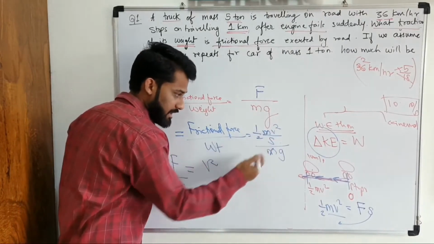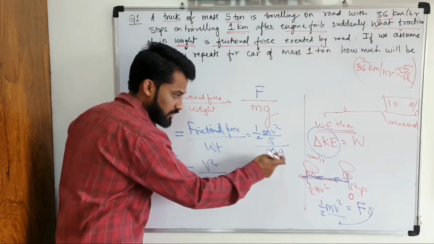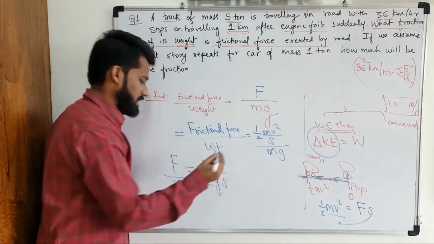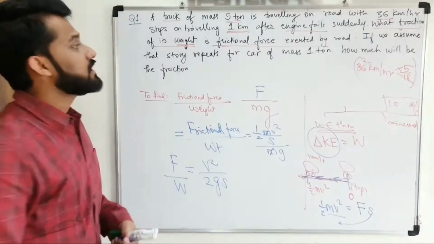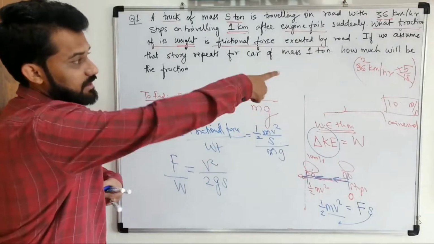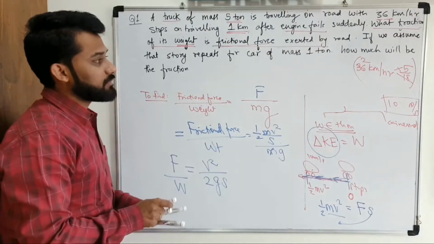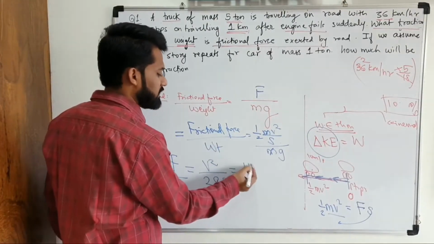See, v square by 2gs. And now you have to simply put the data. What is the fraction? Tell me, what is velocity? Velocity is 10. So if I put the value, velocity as 10, 10 square is 100.